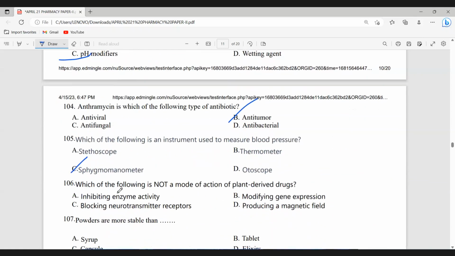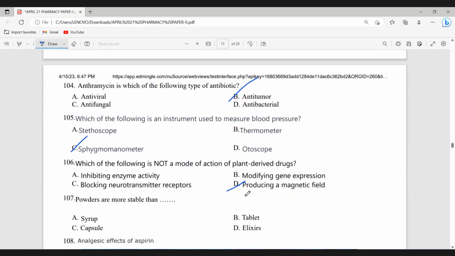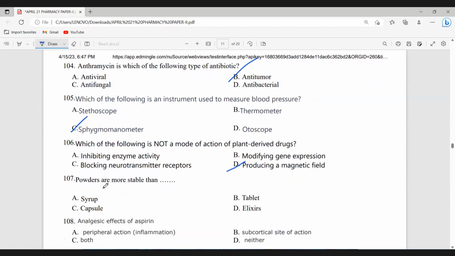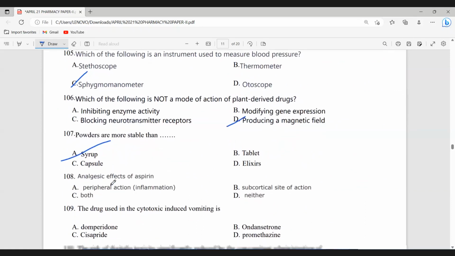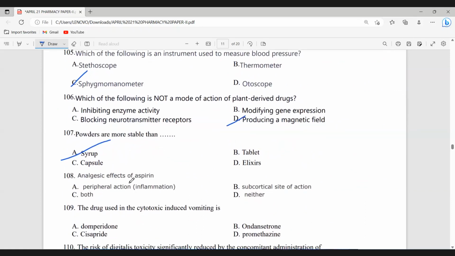Then 106. Which of the following is not a mode of action of plant-derived drugs? Very direct question. Producing magnetic field is not the mechanism of action of plant-derived drugs. And 107. Powders are more stable than serum. Then 108. Analgesic effect of aspirin: peripheral action, both. Option C is correct.